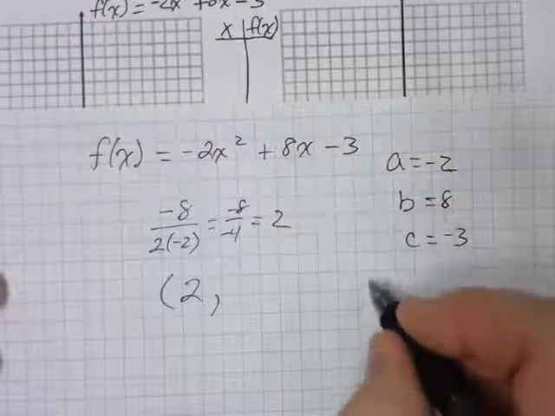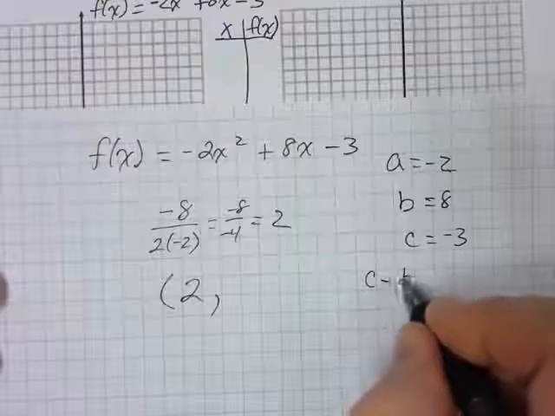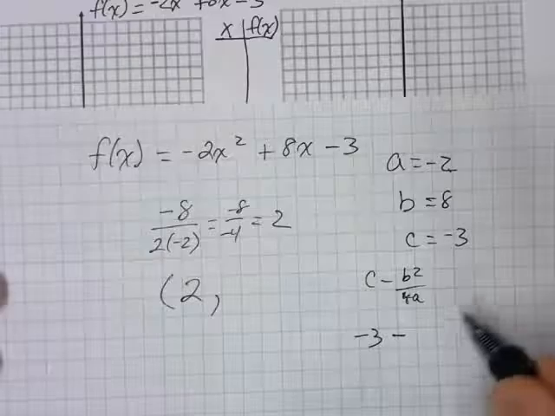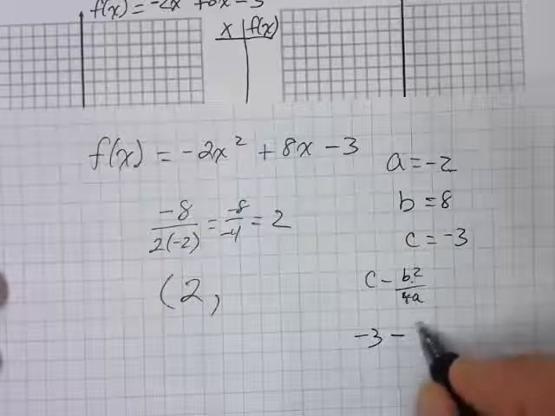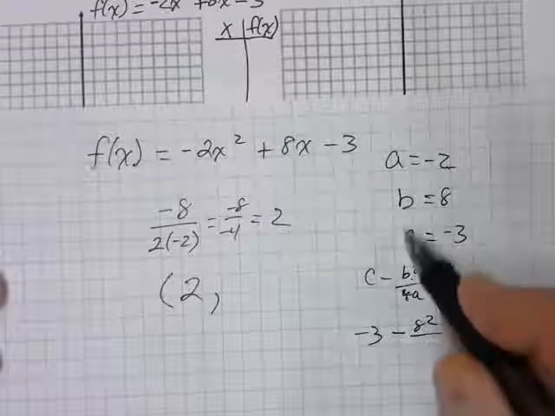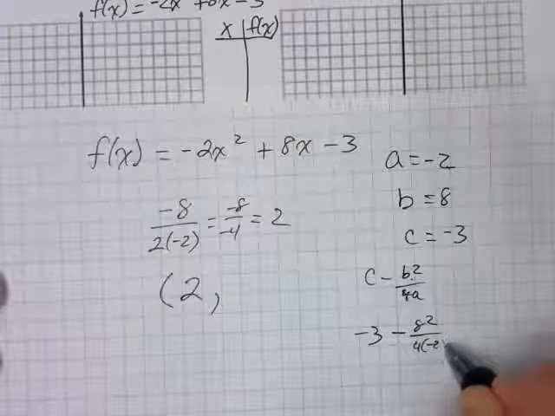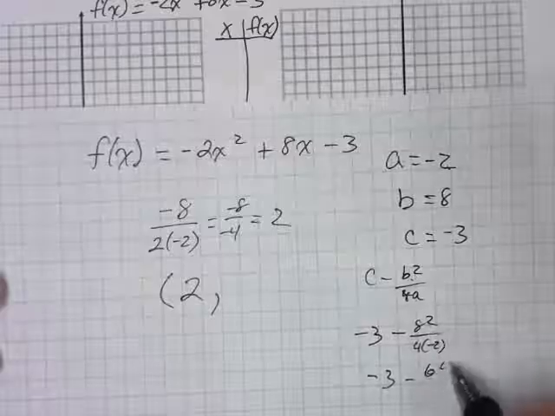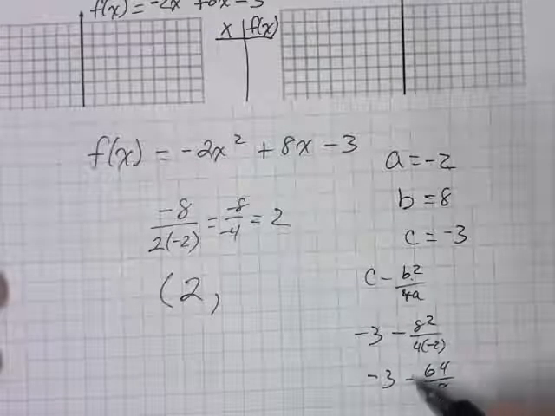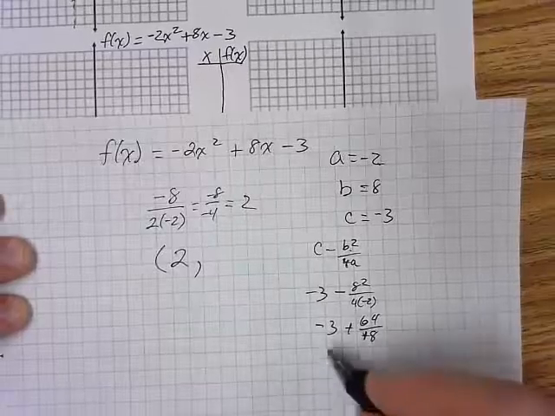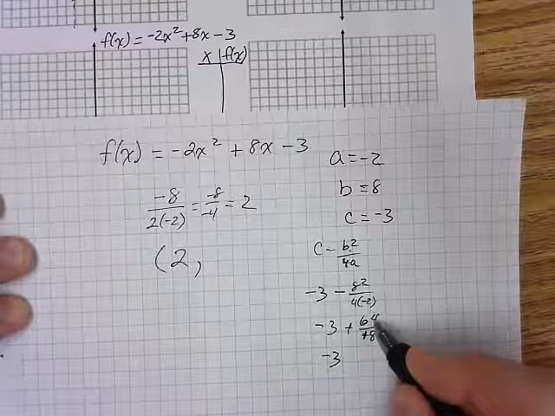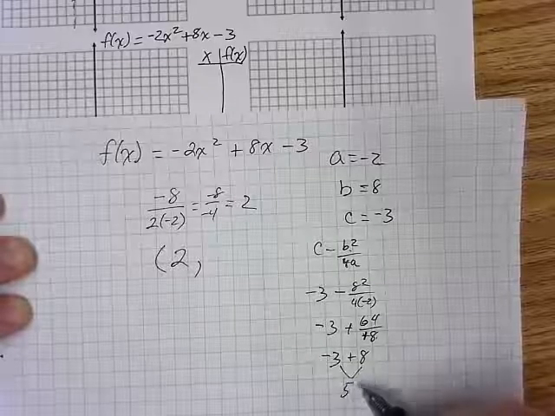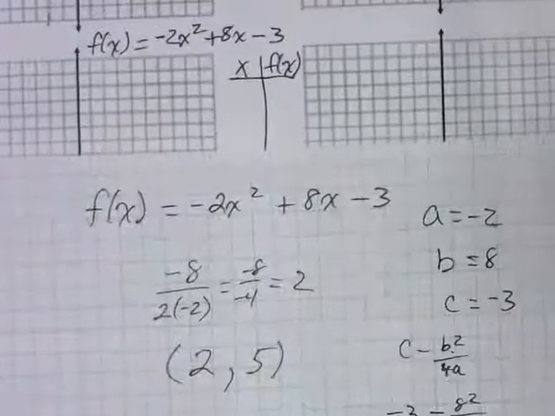Now the y-coordinate is going to be located at c minus b squared over 4a. So c is going to be -3 minus b squared is 8 to the second, and the 4 times a is -2, so 4 times -2 here. Reduce that a little bit. So -3 minus, that's going to give me 64 over -8. Well, minus a negative here is really plus a positive. And I'm going to reduce that again, so it's -3, 64 over 8 is plus 8. And of course that combines to make 5, so now my vertex is located at 2, 5.